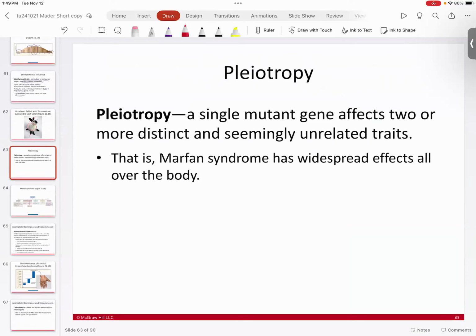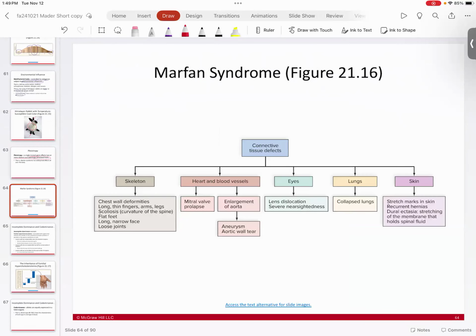Now, pleiotropy is kind of a difference. Basically, where you have a single gene or single mutation, but it's going to create lots of traits. So multiple traits, two or more distinct traits. So Marfan syndrome is an example, right? If you take a look at Marfan syndrome, you have a connective tissue defect. That's just one gene, but you're going to have multiple manifestations.